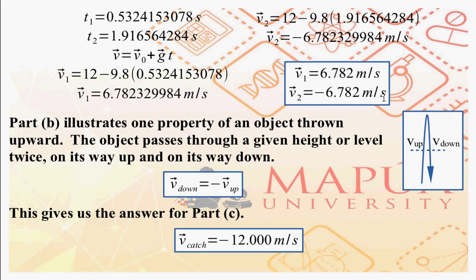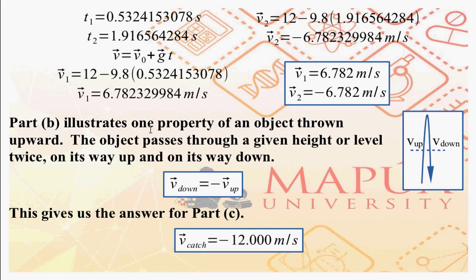6.782 meters per second. V1 is the velocity of the object as it goes up and reaches the 5-meter mark. And V2 is the velocity as the object is going down and reaches the 5-meter mark. If you compare the two, they are equal in value but opposite in direction. One is positive direction, the other one is negative direction.